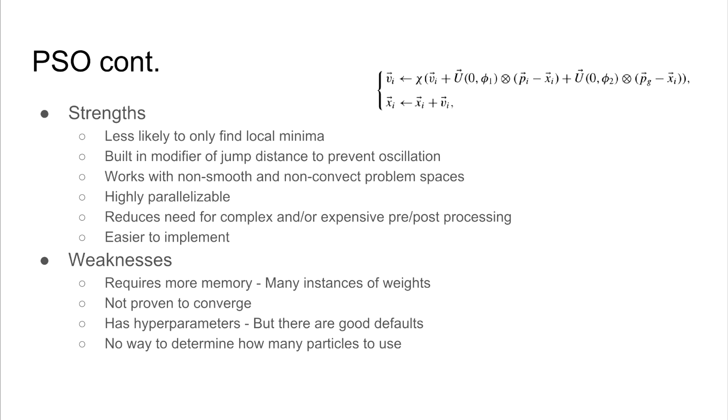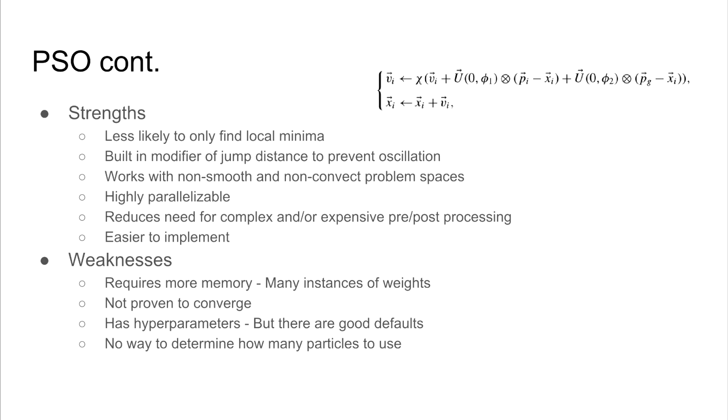Weaknesses, though: it requires more memory. In this instance, we have feature sets of 2 million, so every particle has its own instance of that feature set. It doesn't prove to converge. There's no real math behind it that would show perfect convergence after some eventuality. It does have hyperparameters still, but there are some good defaults since the particles act kind of like springs. There's good general bests that you can use that help.